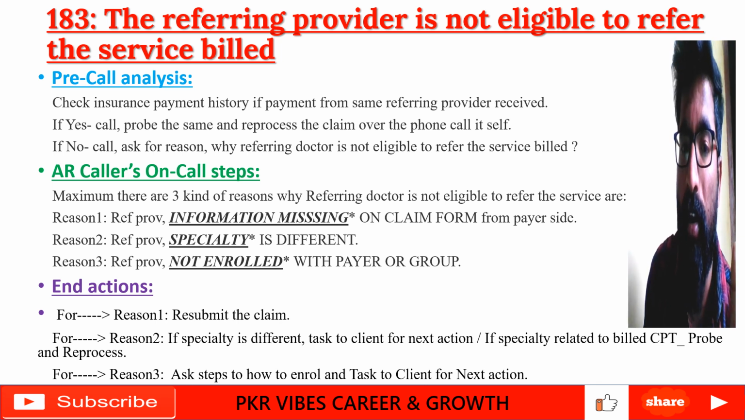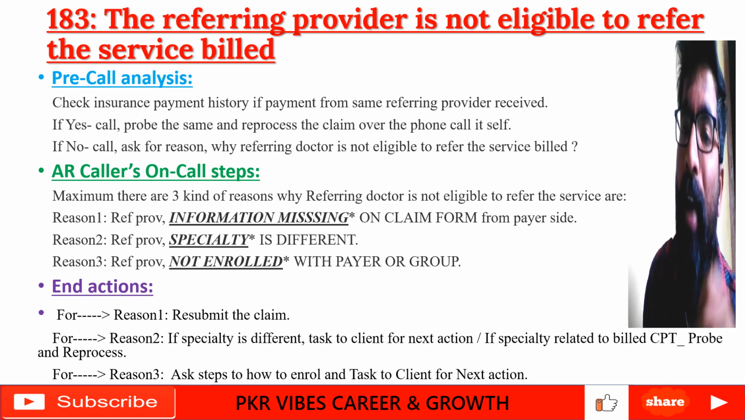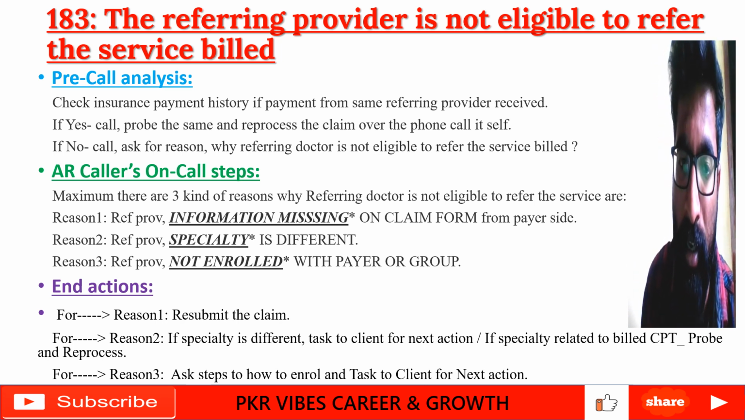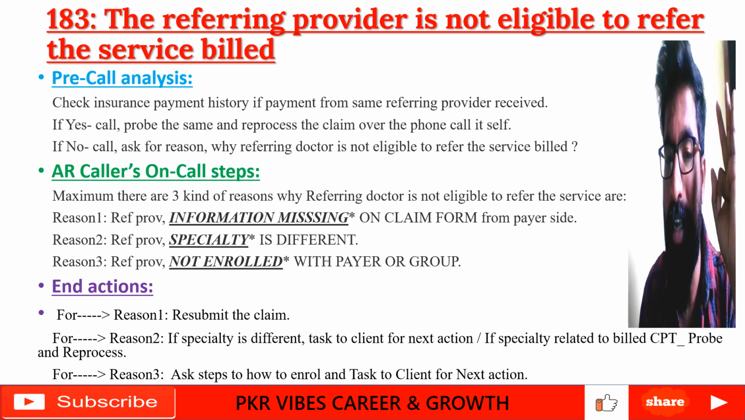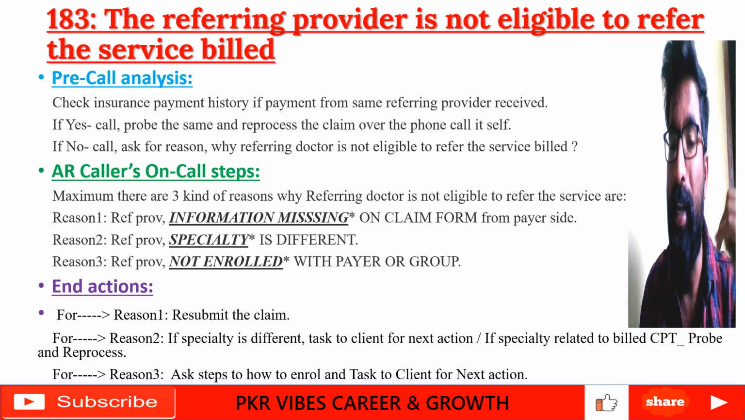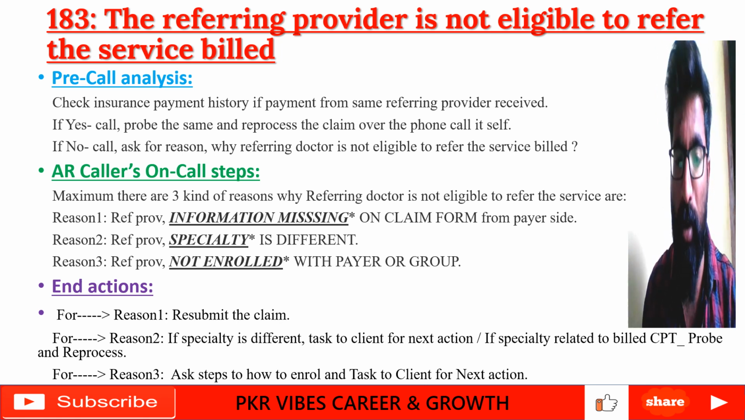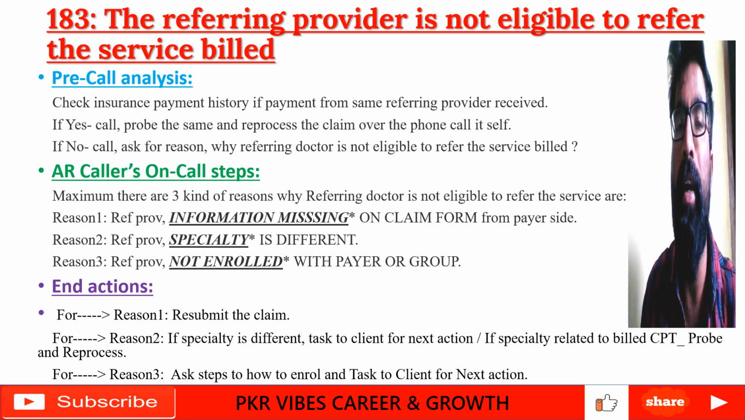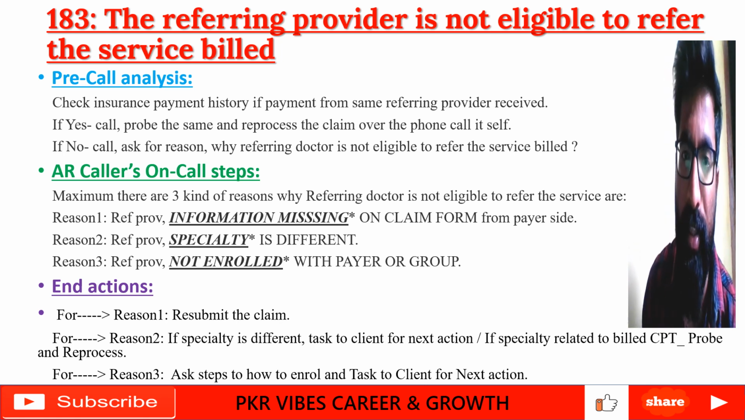So you should call and ask what is the exact reason why this referring provider is not eligible to refer the services. So there might be 3 reasons. One is the information mismatching on the claim form. Second one is specialty might be different. Third reason is that the provider might not be enrolled with the payer or not enrolled with the group. These are the 3 reasons for these provider issues.